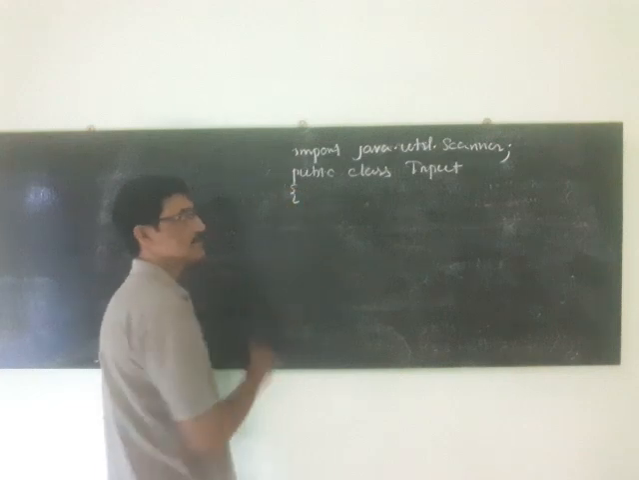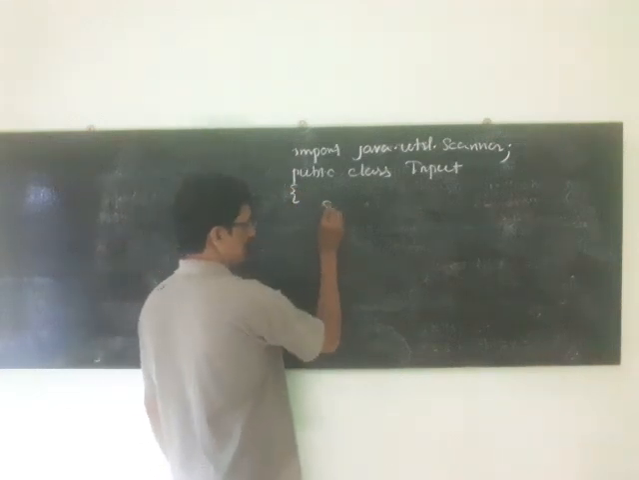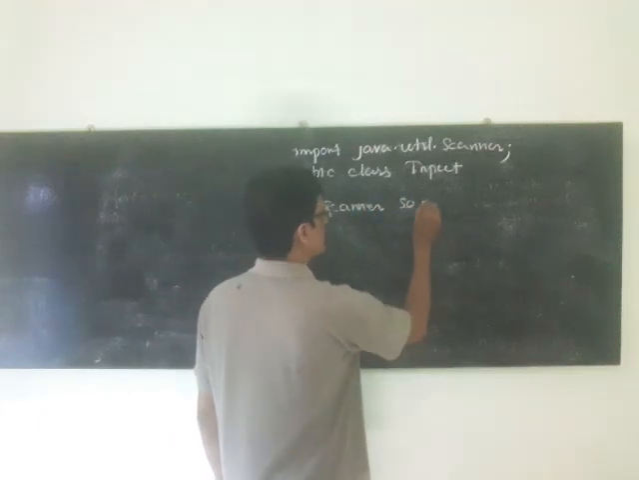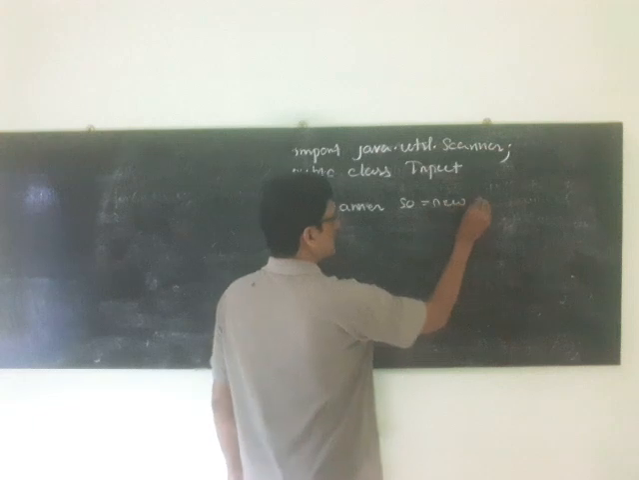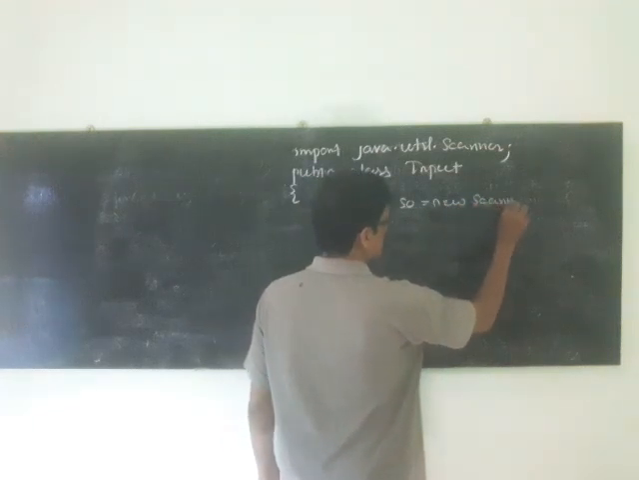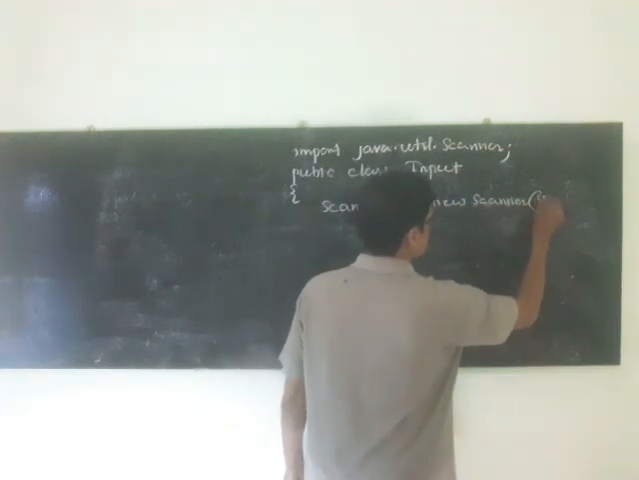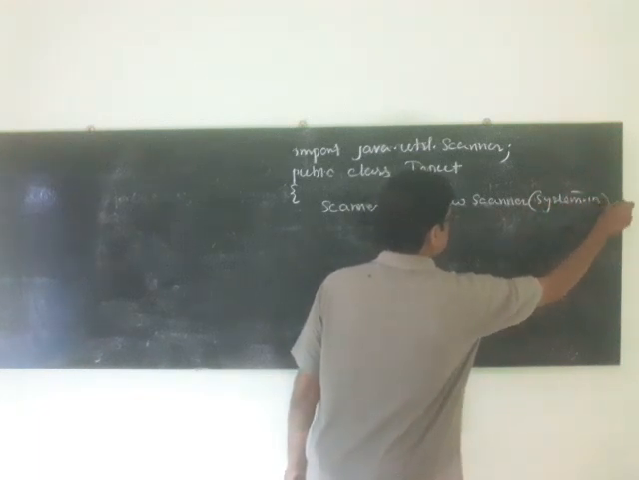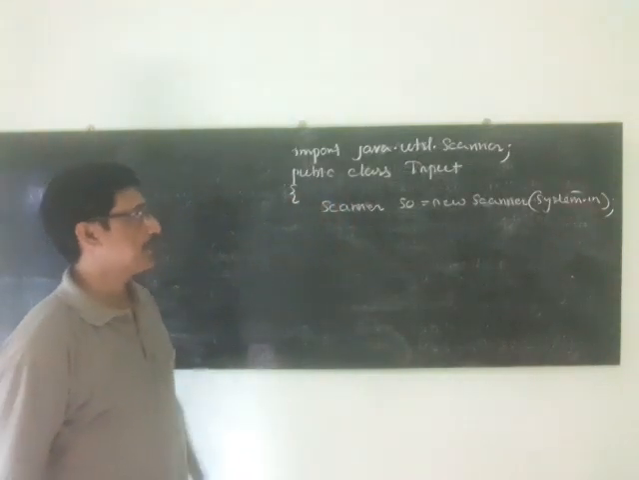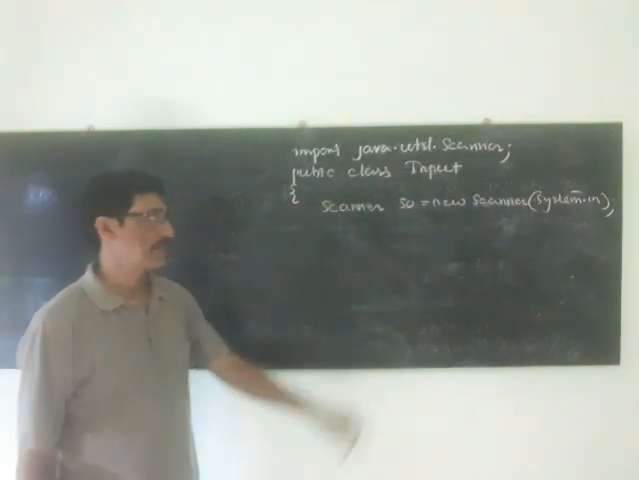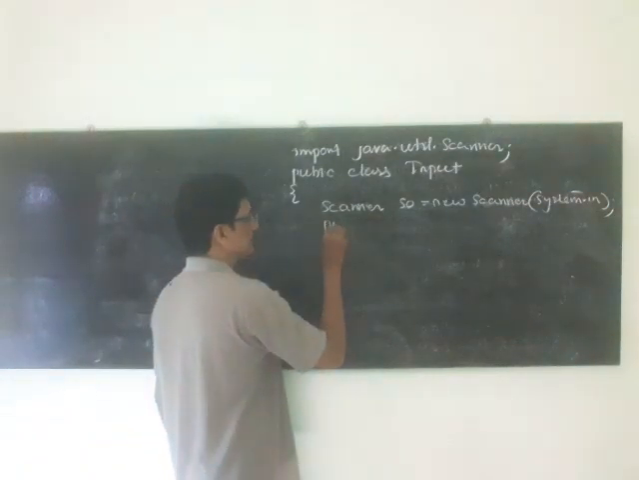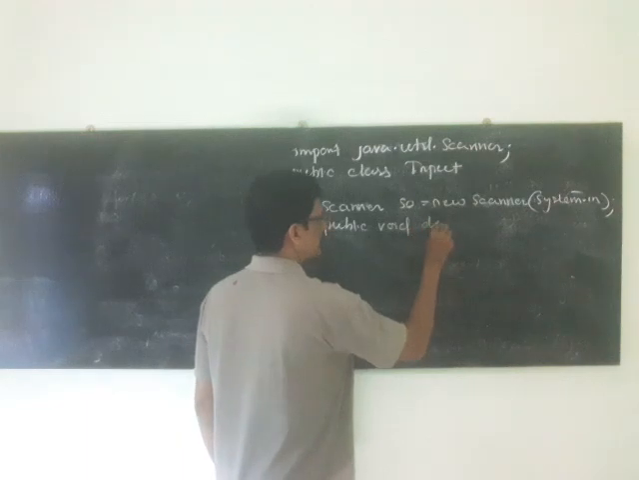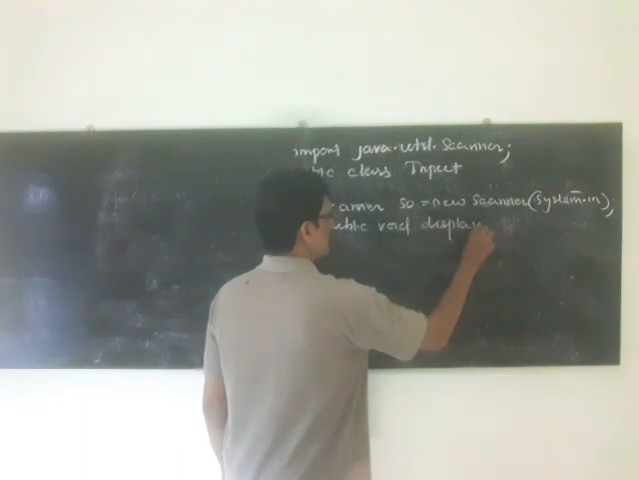Now we have to create the scanner object. Let us create the scanner object: Scanner so is equal to new Scanner, bracket System.in. So using the new operator, you can create the scanner object. Now you can start the method: public void, and say I have taken the method name display.